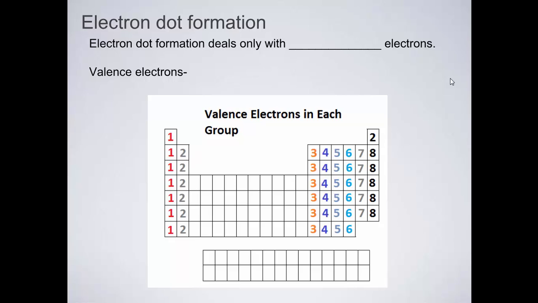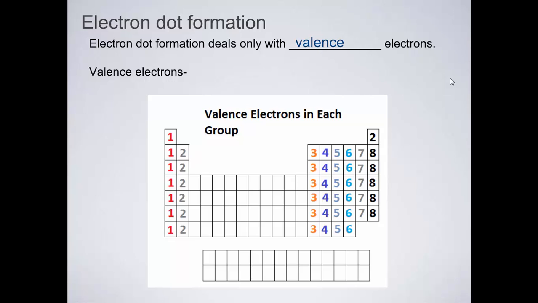All right, now we have another method of drawing a model of an atom called electron dot diagrams. These are actually a little bit more useful. The electron dot diagrams of an atom actually only show the valence electrons.